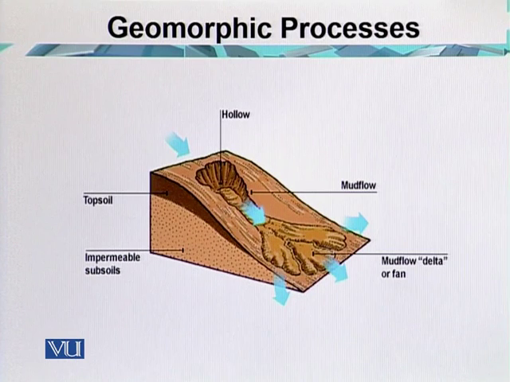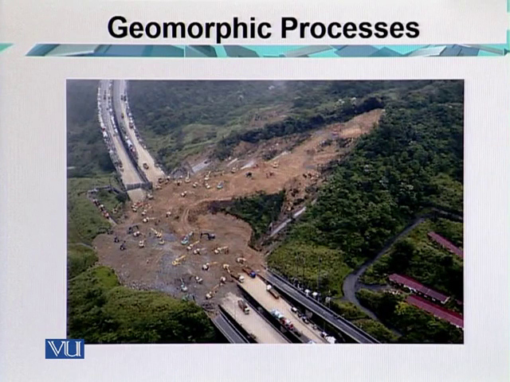Mud flows that occur on the slopes of erupting volcanoes are called lahars. It occurs when freshly fallen volcanic ash and dust are turned into mud by heavy rain or melting snow and flow down the slopes of the volcanoes. Now in this slide, dozens of people are missing in a landslide on the Taiwan motorways.